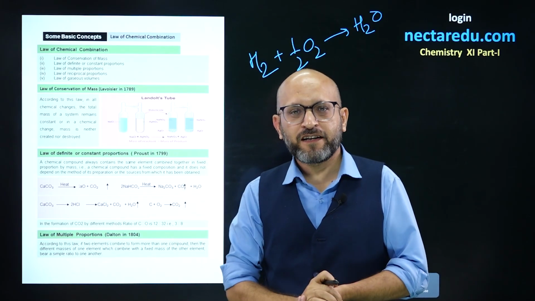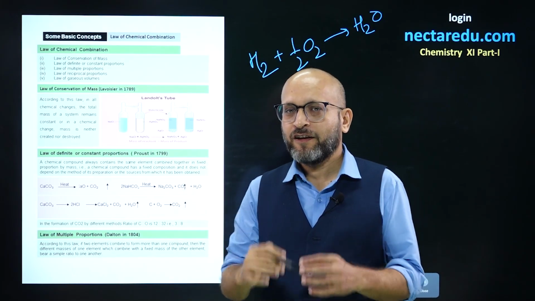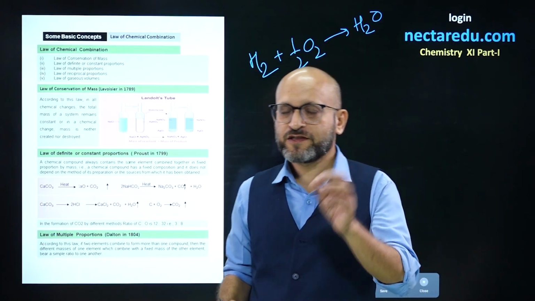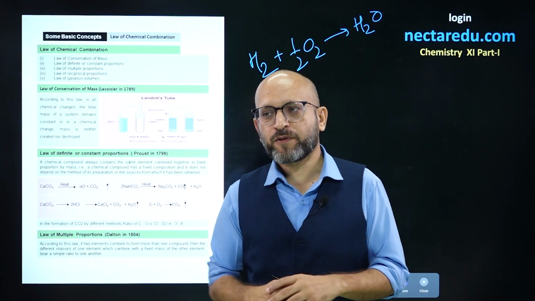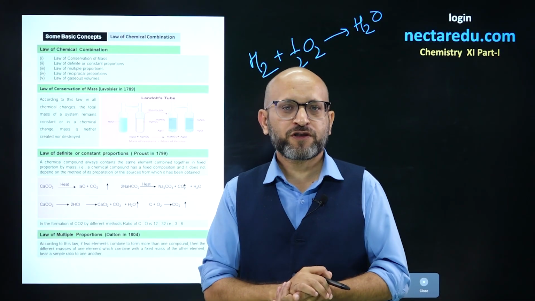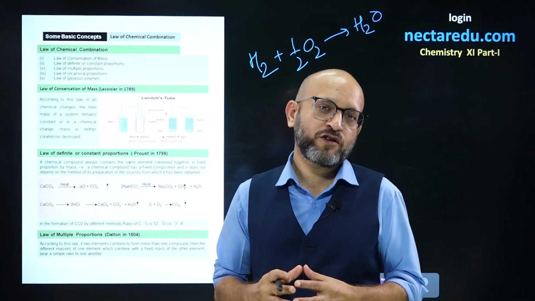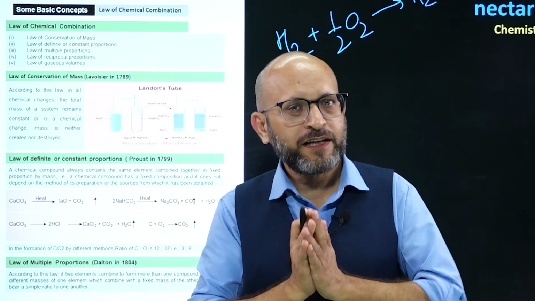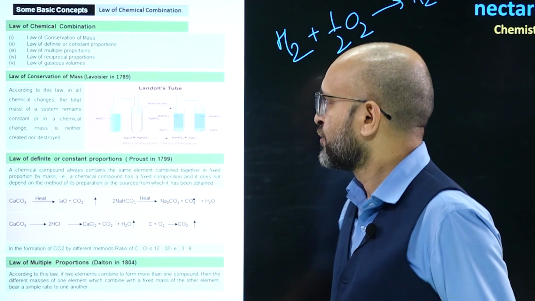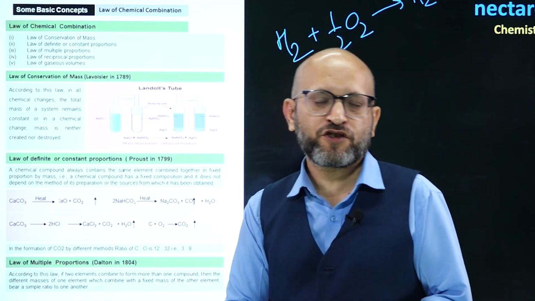We have different chemical laws: law of chemical combinations, law of conservation of mass, law of definite proportion, law of multiple proportion, law of reciprocal proportion, law of gaseous volumes. So, what do these laws explain to us? Let us discuss. Firstly, I will take the law of conservation of mass.